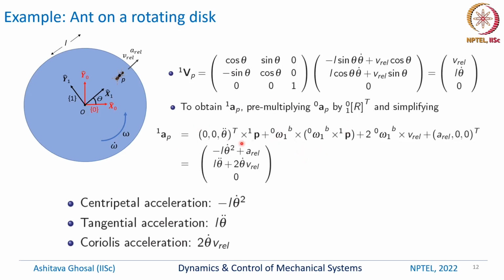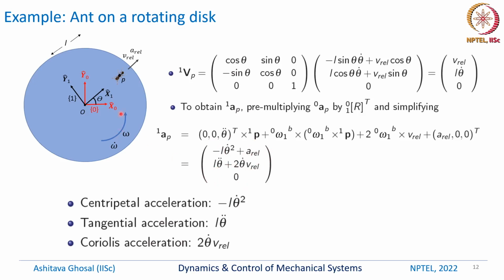If you multiply all this, omega cross omega cross r and 2 omega cross v rel, and do all this algebra and simplify, we will get an acceleration vector in the 1 coordinate system of this form. The first component is minus L theta dot square plus a relative. Then you have L theta double dot plus 2 theta dot V rel. This is the Y component. The previous one was the X component, and the Z component is 0.